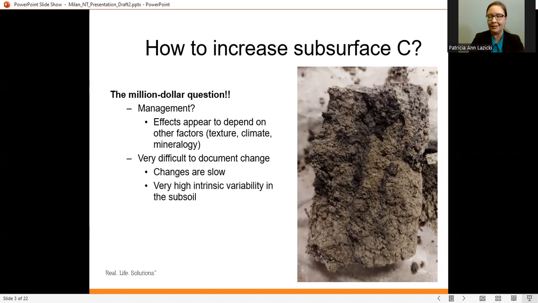And it really seems like the effectiveness of a particular practice depends on site-specific factors like texture or climate or mineralogy. It's also really difficult to document whether change is actually occurring. If you think about it, that carbon's not getting deposited directly to the subsurface, so the changes are really slow, and they're also very variable, thinking about like decaying roots or earthworm burrows or macro pore flow. Also, these other factors like texture and mineralogy are going to be really different, even in the same field. And so what you find often depends on how and where you sample.